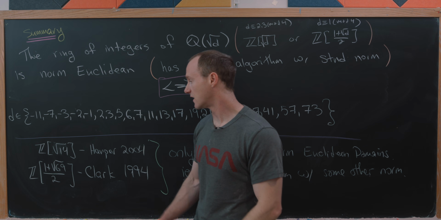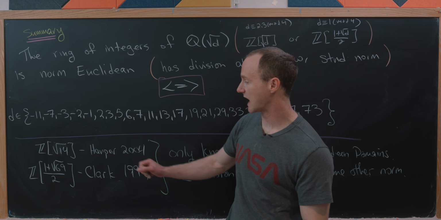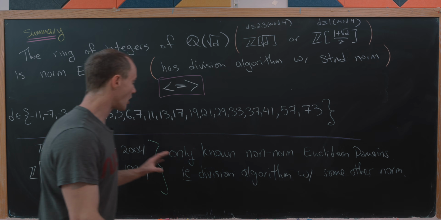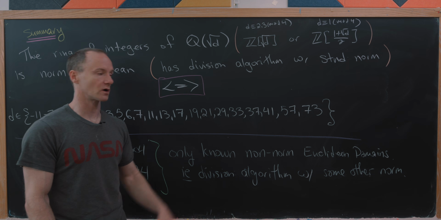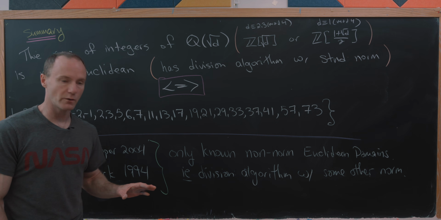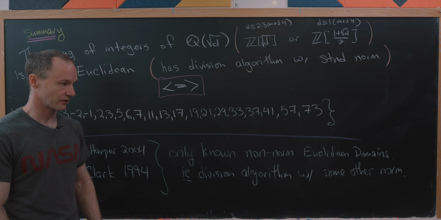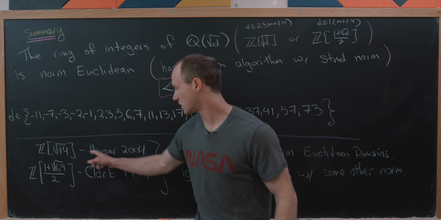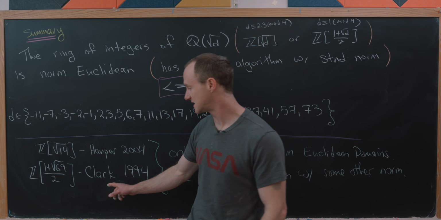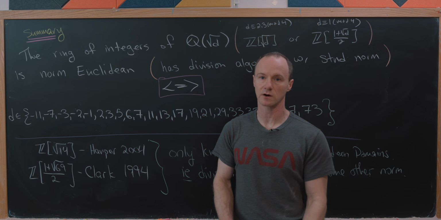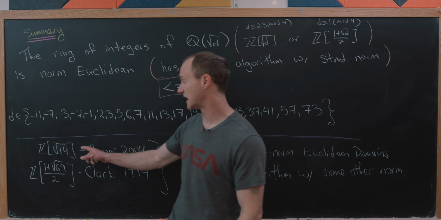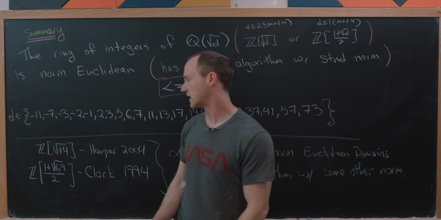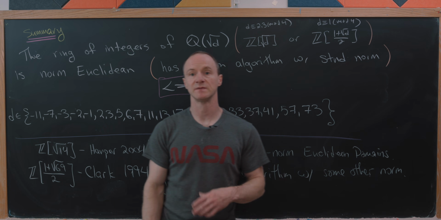But interestingly enough, Z adjoin square root of 14 and Z adjoin (1 plus square root of 69)/2 are the only known non-norm Euclidean domains. And so what we mean by that is that there is a division algorithm, but it's just with some other norm. Now, this first result was from Harper in 2004, and the second is from Clark in 1994. And in the video today, we actually explored why the normal norm does not work in this square root of 14 case. And that's a good place to stop.